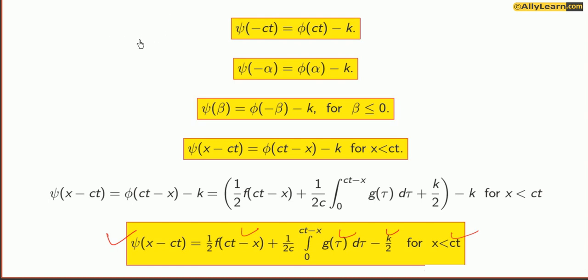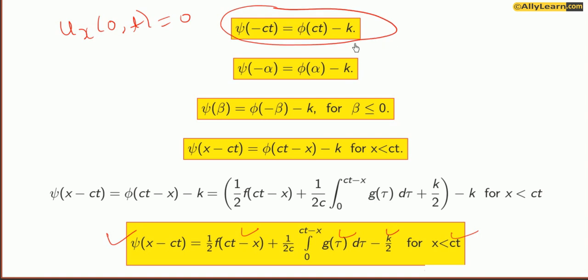So friends, after exploiting the free end condition of ux at 0 comma t equals 0, we obtained this expression. And then in this we just replaced c into t by alpha, so we got this expression. And afterwards we just wrote it in this form, that psi of beta equals phi of minus beta minus k for beta to be non-negative. And hence we could write the value of psi of x minus ct equals phi of ct minus x minus k, as x minus ct was negative.